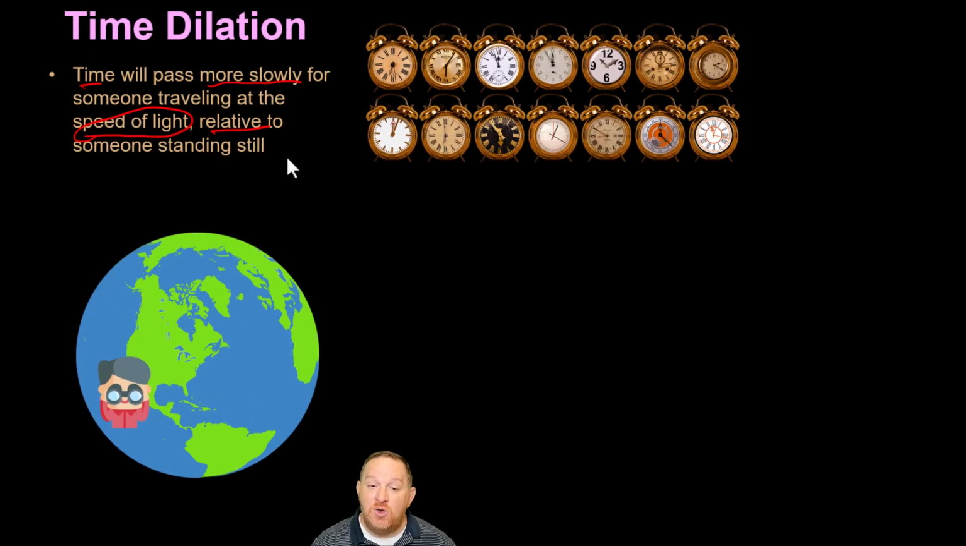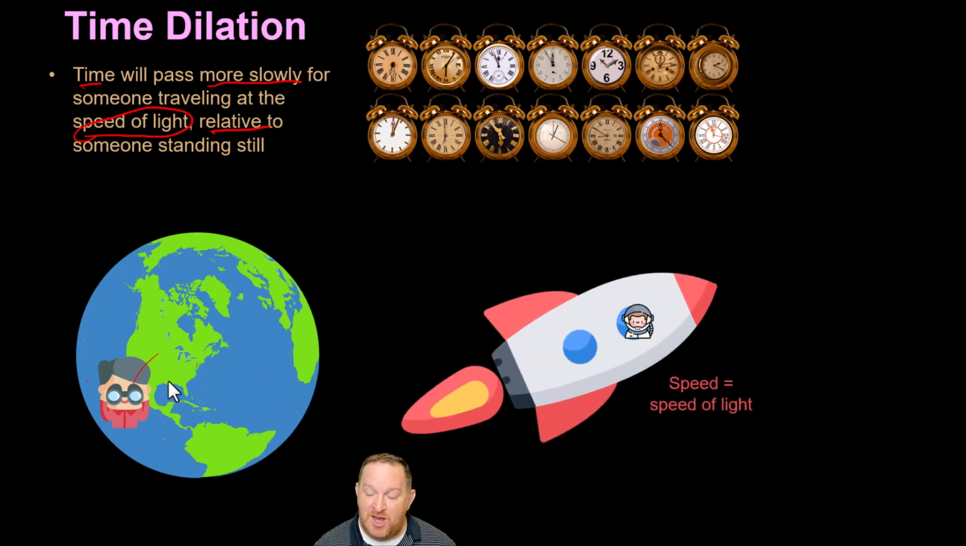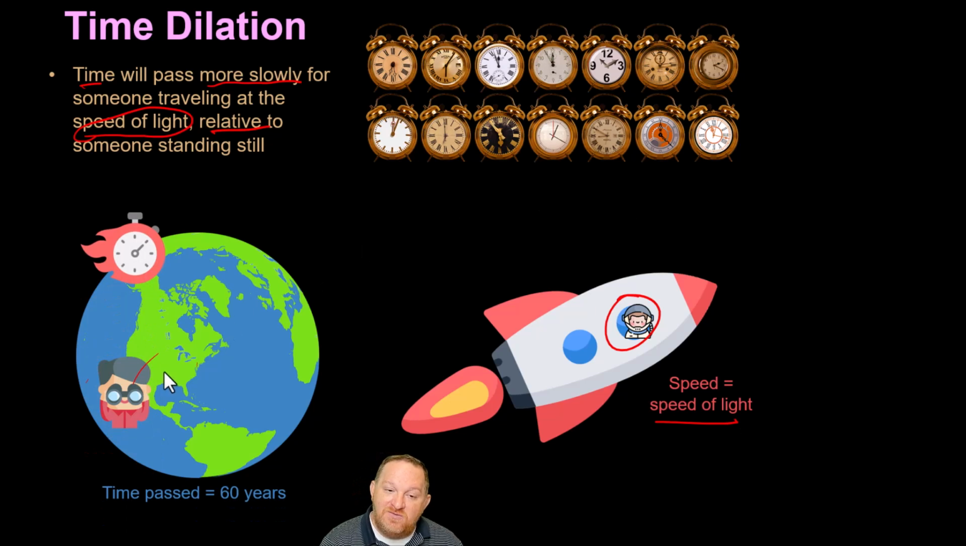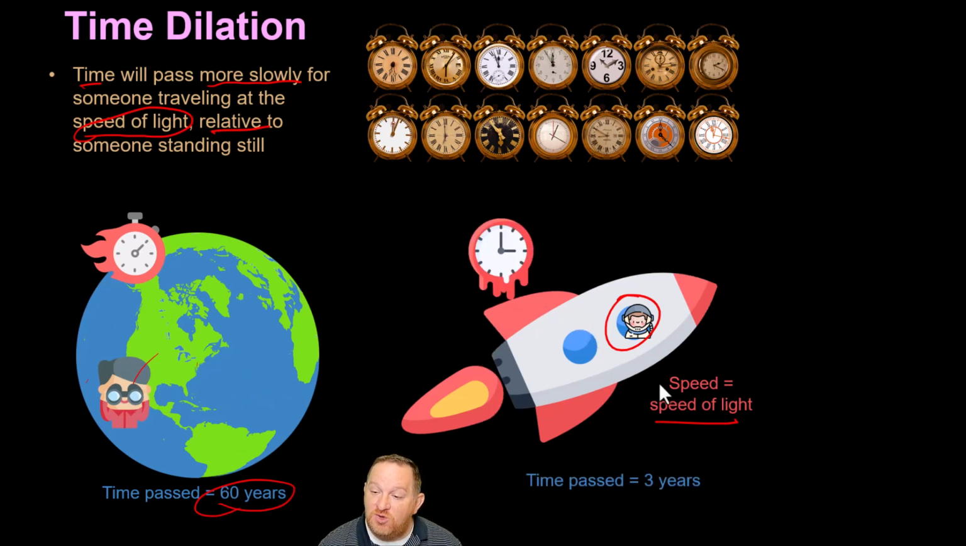So if you are on the Earth, for example, observing, and a rocket ship flies around, and let's say it's going close to the speed of light. If that rocket ship goes around some galaxies and comes back, and you're on that rocket ship, because you're traveling close to the speed of light, your time is dilated. Let's say you took a 60-year trip for people on the Earth. Well, for you, because time dilates and moves so slowly, your time passed would only be 3 years.